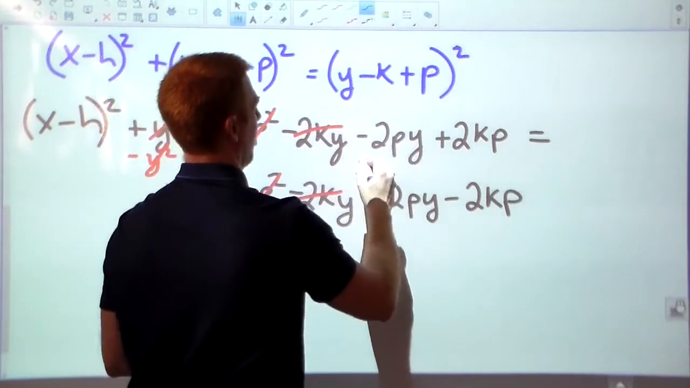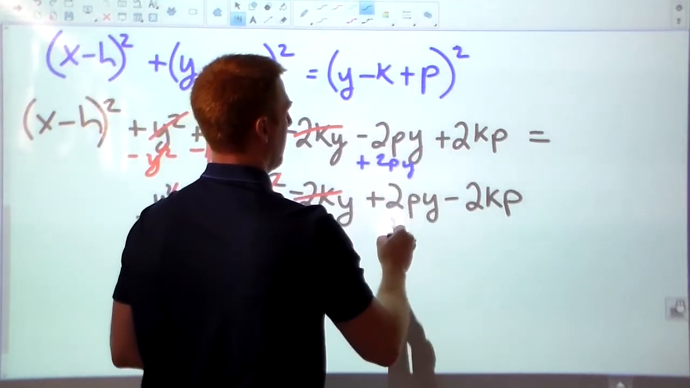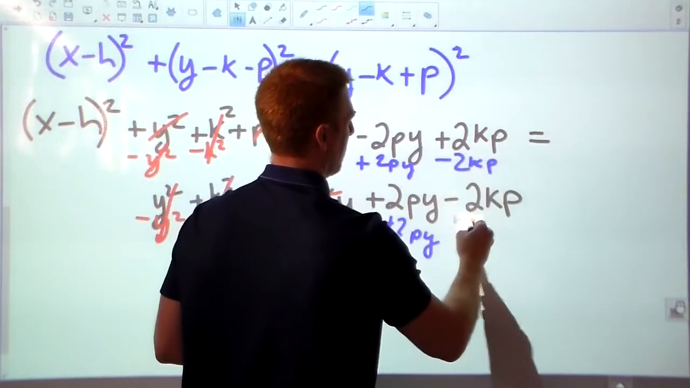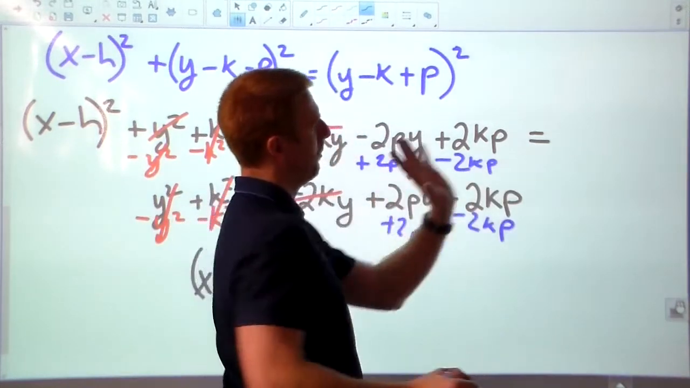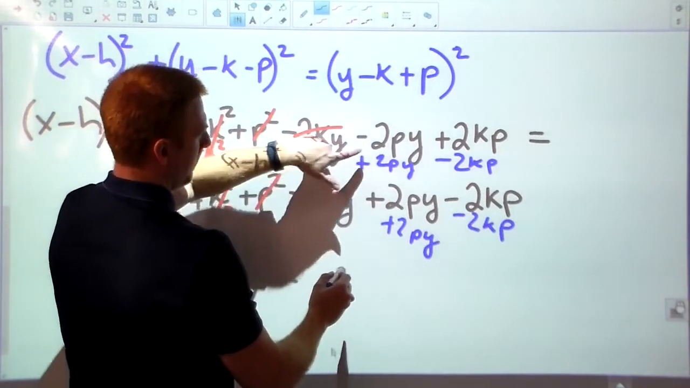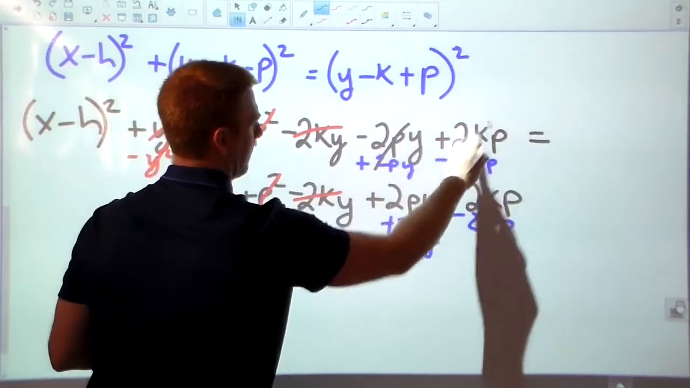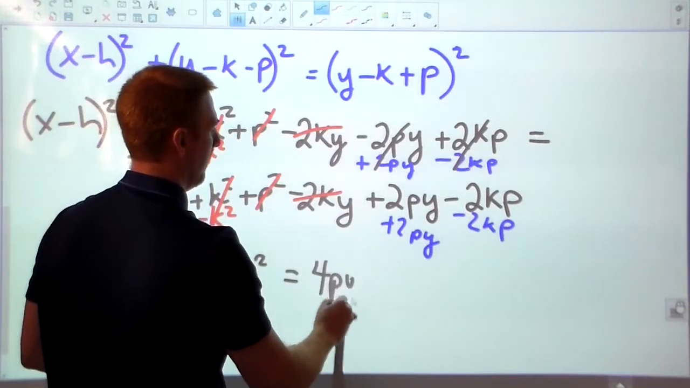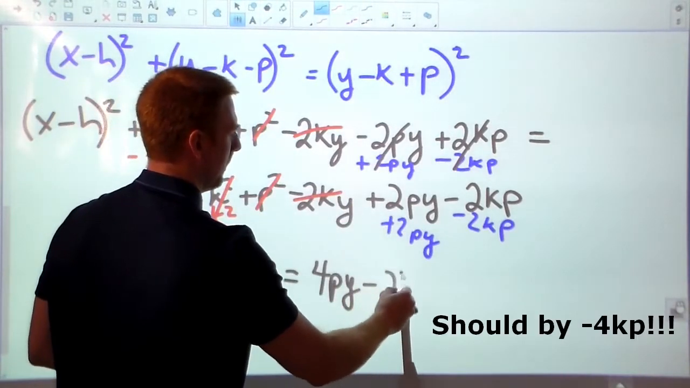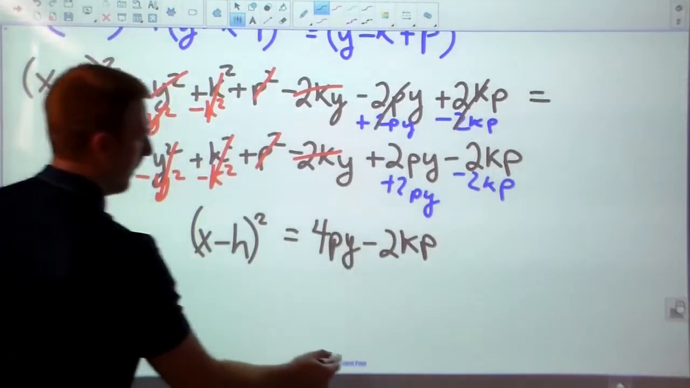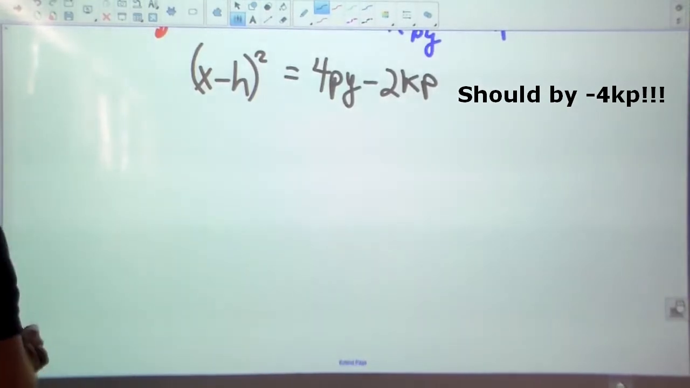So let's show how that would go. That'd be plus 2py on both sides and minus 2kp on both sides. I want to move it to the right, so it would be gone on the left side on both. On the right side now, 4py minus 2kp. We're getting close now. We want to solve this thing for y.